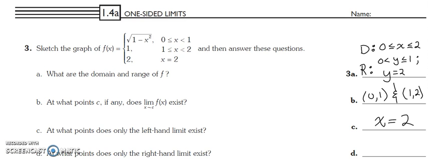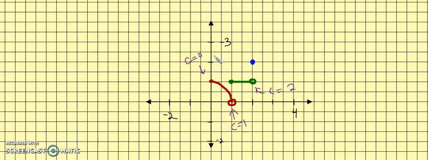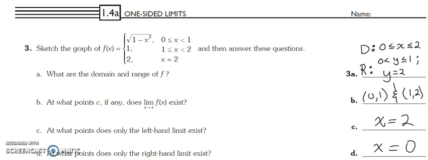And we pretty much use the same idea for part D. At what point does only the right-hand limit exist? So again, I said at C equals 0, the limit did not exist because there's no left-handed limit. There's no graph to the left, only the right. So for this one, there's no left-handed limit, only a right-handed limit. And that's number 3 from the worksheet.